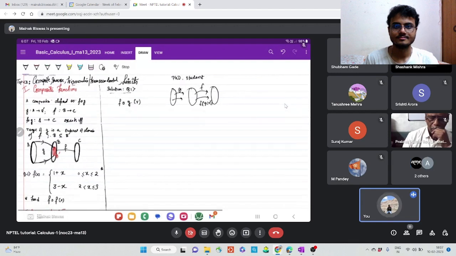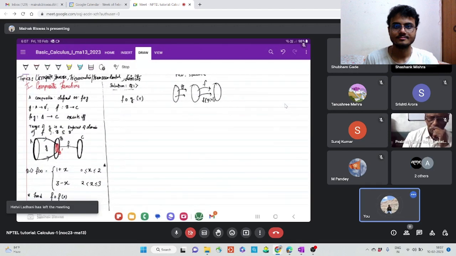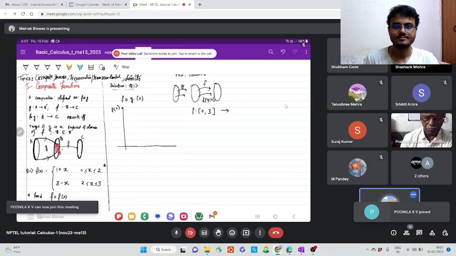As I told you to try it last time, I'll do it today. So let's try this one. First of all, plotting these graphs would be useful. So let's do that. You can see that f of x has a domain of 0 to 3, where both 0 and 3 are included. And let's see what its range is. Let's just plot f of x first, and then we'll see how to do the composition.